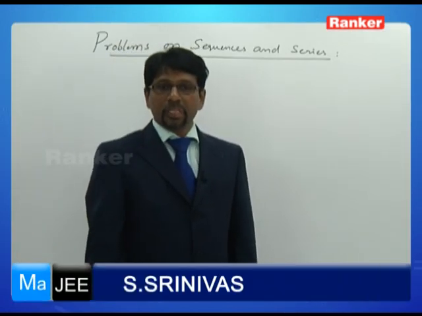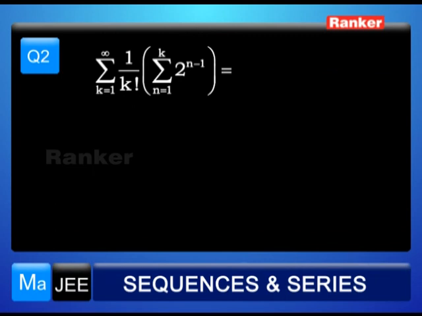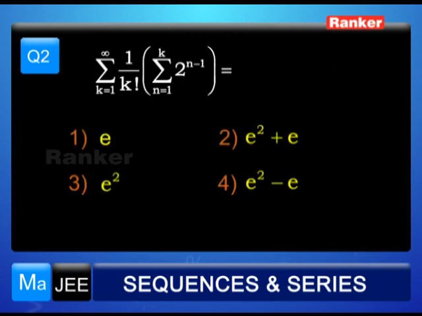Now moving to the next question, question number 2. Here sigma k ranging from 1 to infinity, 1 by k factorial into summation, again n ranging from 1 to k, 2 power (n minus 1), is equal to: first option e, second option e square plus e, third option e square, and fourth option being e square minus e.